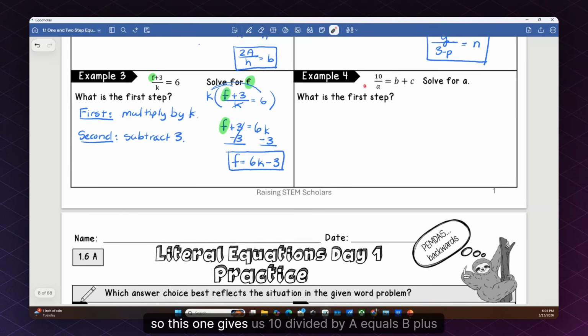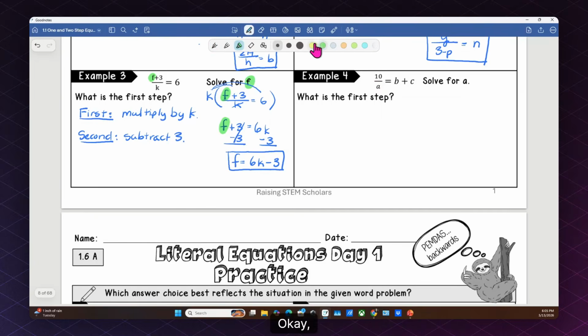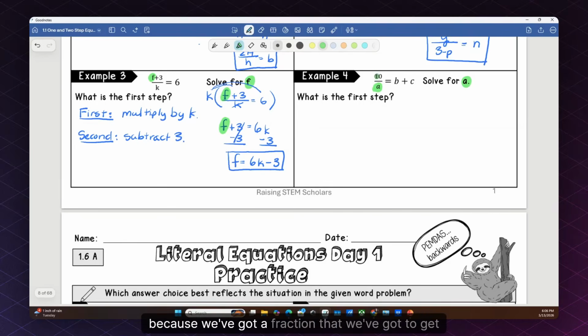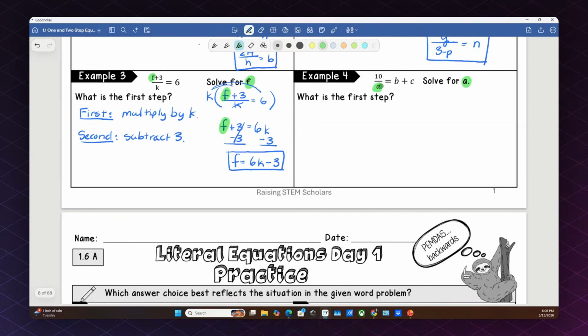Okay, so this one gives us 10 divided by a equals b plus c, and it asks us to solve for a. And the a is down here in the denominator, which makes it even more tricky. Okay, I'm going to highlight this because I just want to focus on what it is that we're trying to solve for. Most of the time we're not moving our variable that we're solving for. We're not moving that first or second. But this time we're going to have to, because we've got a fraction that we've got to get rid of. And it's in the bottom of a fraction.